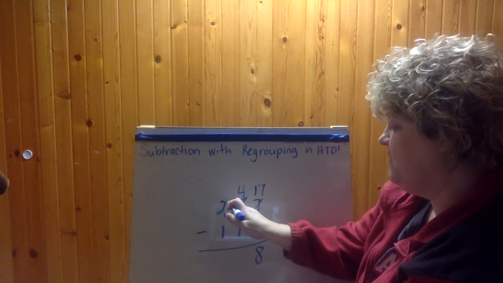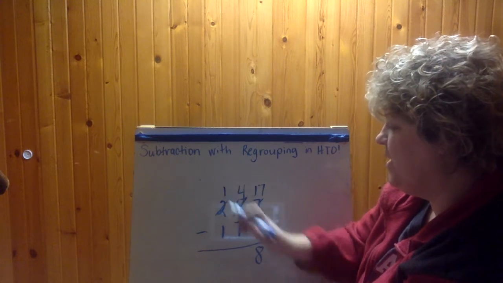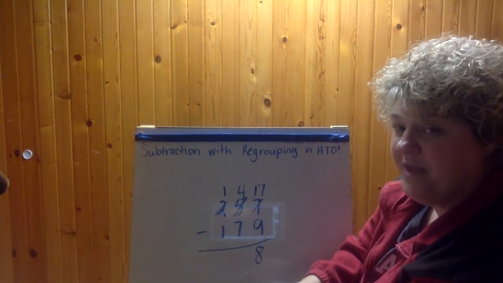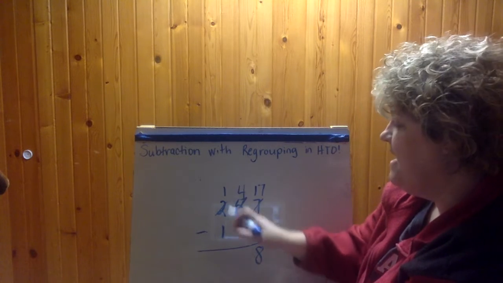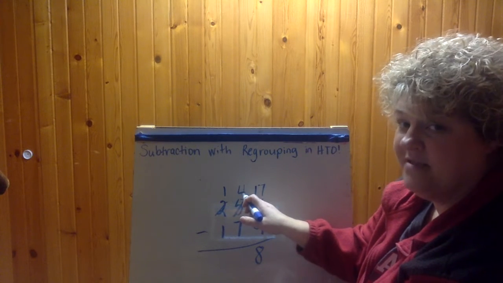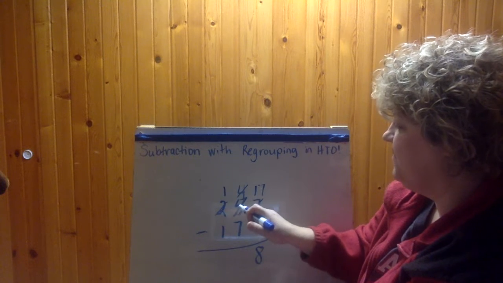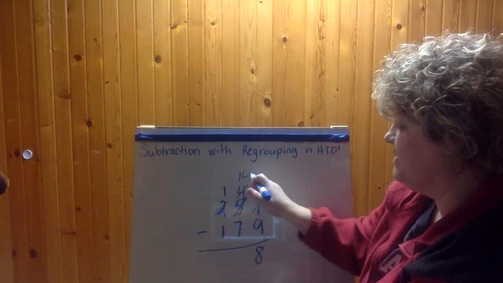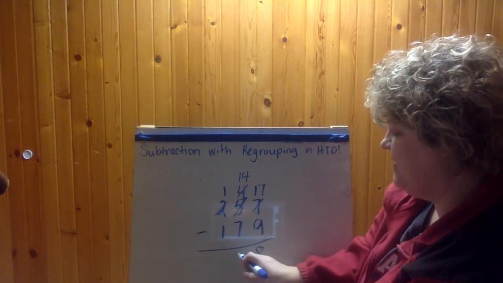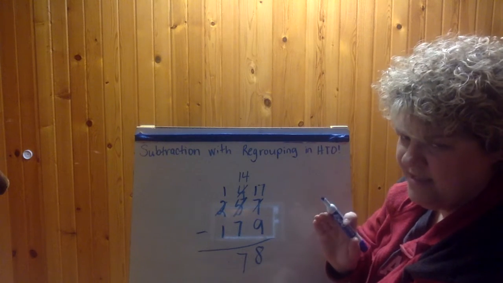So we're going to go over to the hundreds place. We're going to mark it out, and we're going to take one group away. We're going to regroup that group of 100 into 10 tens. And that 10 tens plus the 4 tens already there. 10 tens plus 4 tens. 10 plus 4 is 14. 14 minus 7 is 7. Hopefully you knew that. It's a double fact.